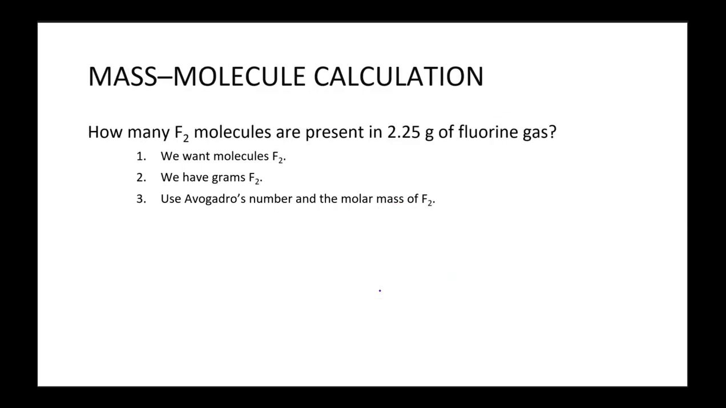Let's see if you can go the reverse direction. How many molecules are present if I have 2.25 grams of fluorine gas? Now remember, fluorine is one of those diatomic molecules when it's by itself. F is in Brinkelhoff, and so it would be F2. I'm starting with grams. Grams I need to get to moles, and from moles I can get to molecules.